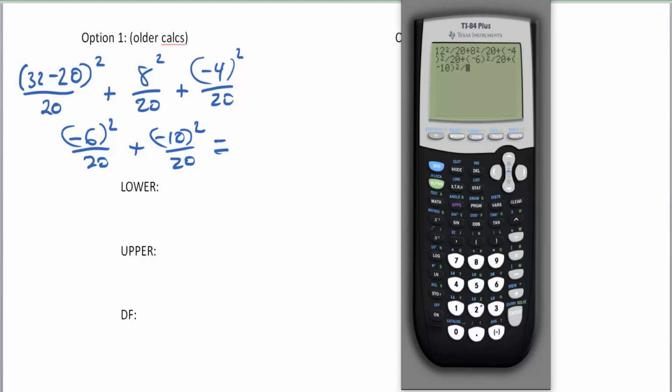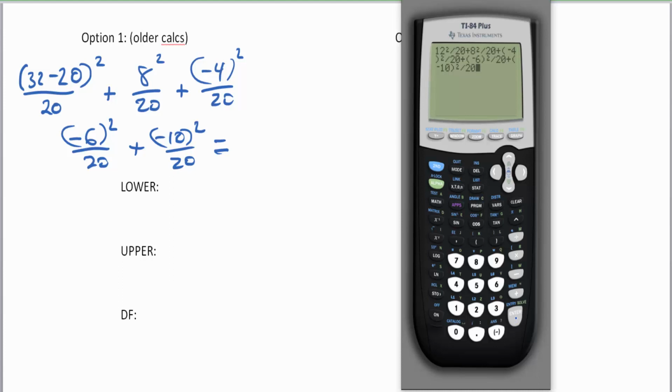Now, I did have some students, from time to time, raise their hand and say, but Mr. Anderson, couldn't I just drop all the negatives and just type them in without the parentheses? And the answer is yes, because algebraically, a negative number squared is going to be the same as the positive number squared, so you can just drop all the negatives and use the absolute value of that.